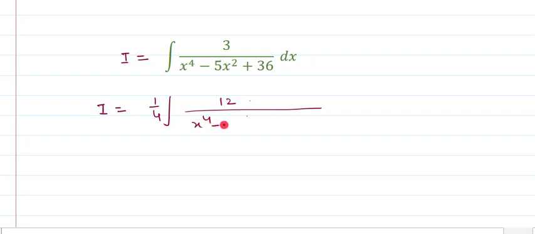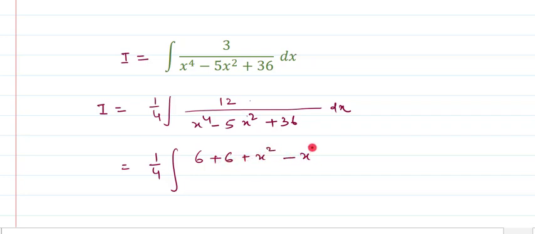Upon this same term, x power 4 minus 5x square plus 36 dx. Now 1 upon 4 integration. Let us write this 12 as 6 plus 6, adding x square and subtracting x square. And in the denominator we have x power 4 minus 5x square plus 36.